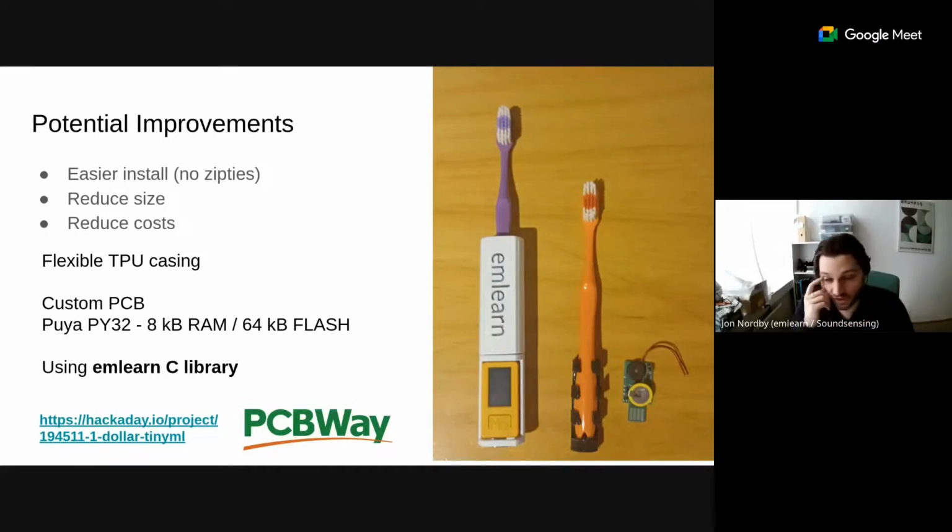So another project I'm working on is a $1 machine learning board, where the bill of materials is under $1. That's shown to the right. And I will try to port this simple application to that board, which is a small microcontroller. And then we would be using emlearn as a C library instead of MicroPython, because that chip cannot run MicroPython.